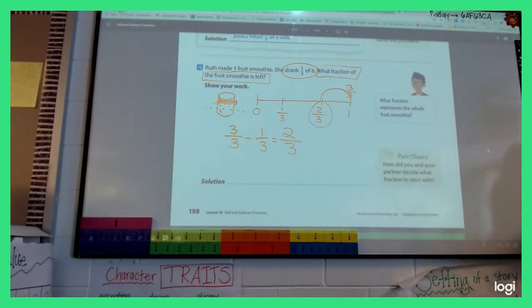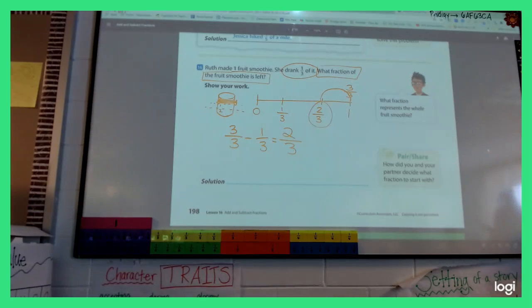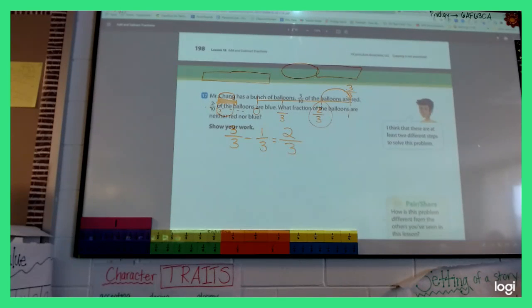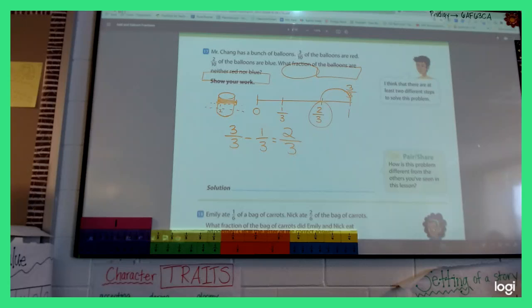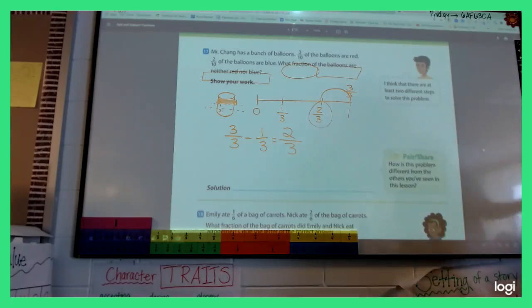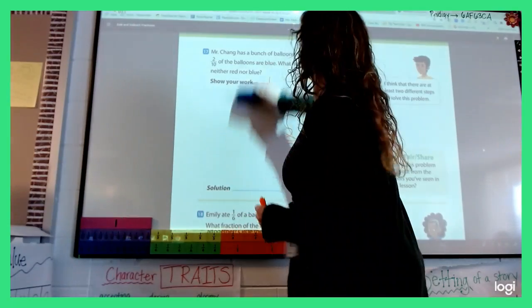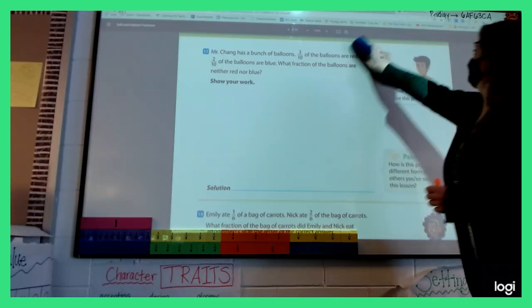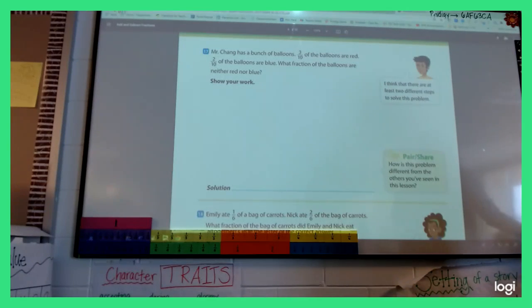All right, I need someone to read the next problem on page 199. What do we put on the line? The solution would be 2/3 of the smoothie is left, if you want to write that there. Eric, please read number 17. Miss Chang has a bunch of balloons. 3/10 of the balloons are red. 2/10 of the balloons are blue. What fraction of the balloons are neither red or blue? Okay.